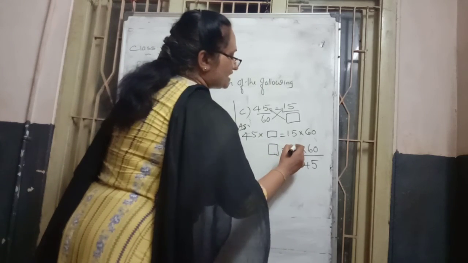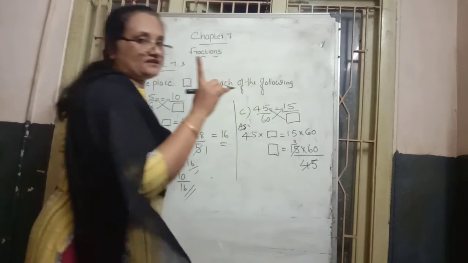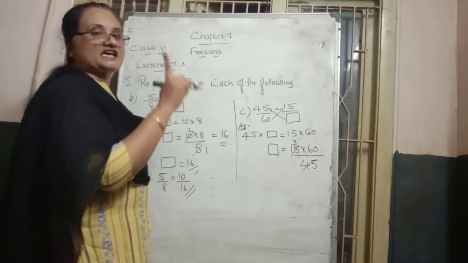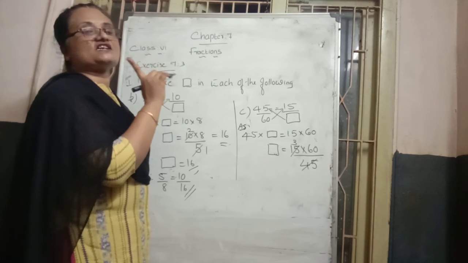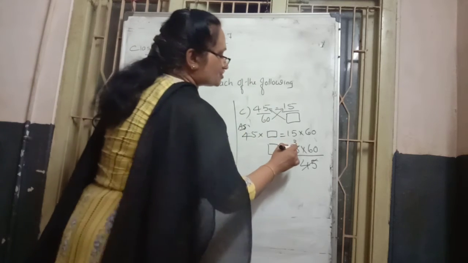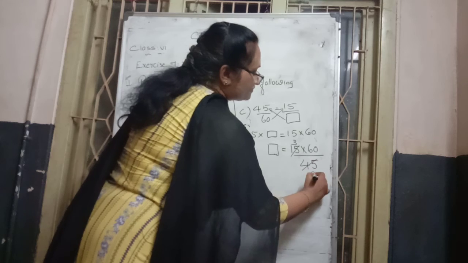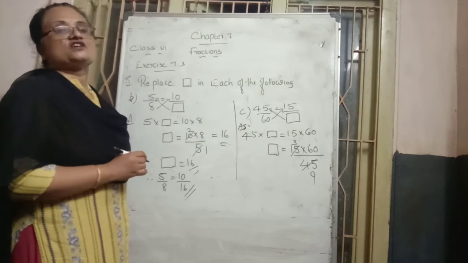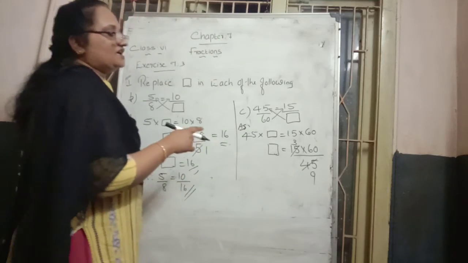Here 5 table: 15, 5 threes are 15. We use the same 5. We already learned that equivalent fraction means that using the same non-zero number to multiply or divide, we get an equivalent fraction. Otherwise we do not get it. That's why the same 5 is used to divide 15 to get 3. In the same way, the same 5 is used to divide 45. To get 45, 5 nines are 45. So we cancelled and wrote 9.